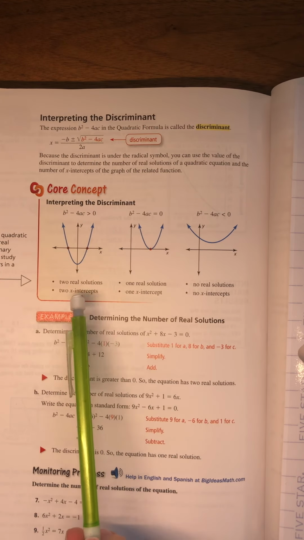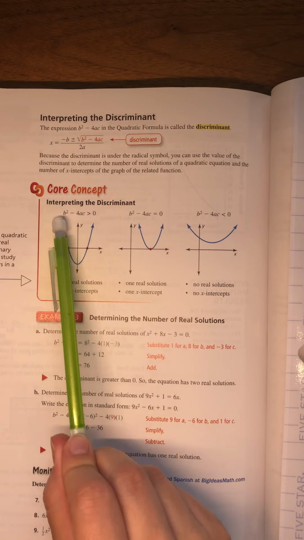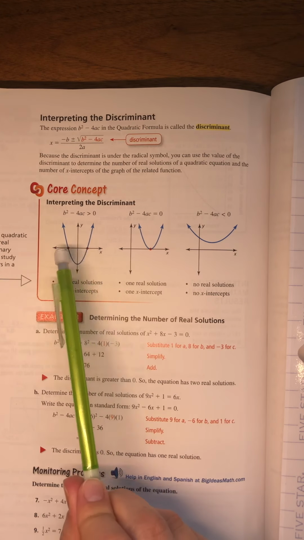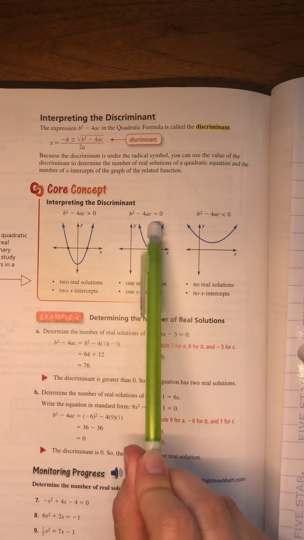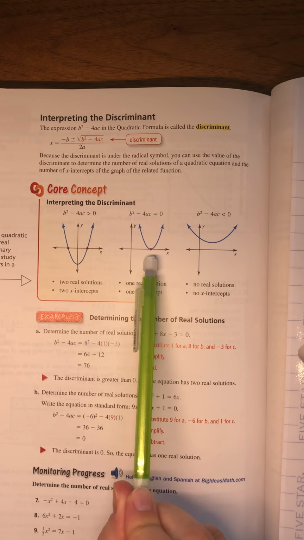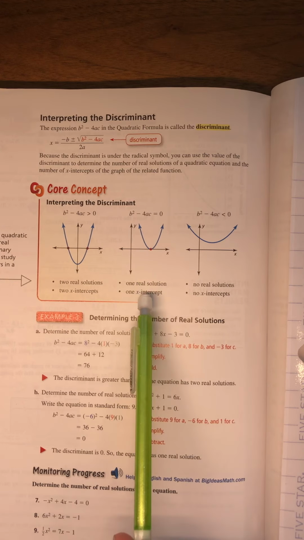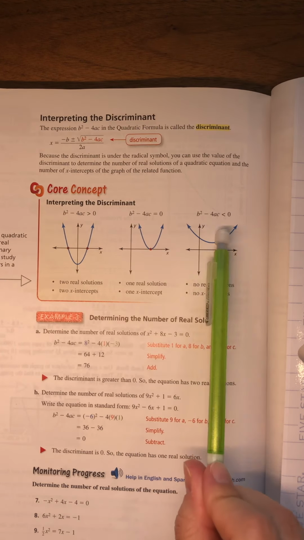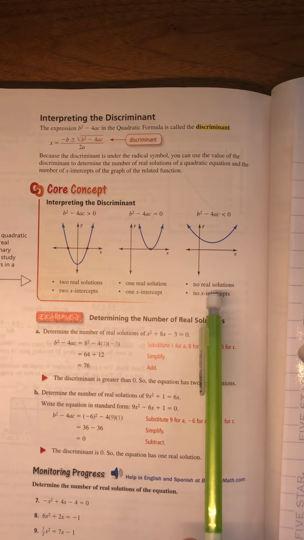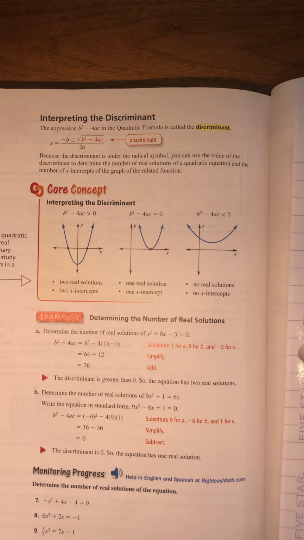If our discriminant is positive, it's going to cross the x-axis 2 times, giving us 2 solutions and 2 x-intercepts. If the discriminant is 0, it's only going to touch the x-axis 1 time, giving us 1 solution. And if the discriminant is negative, it's never going to cross the x-axis, giving us no solution.